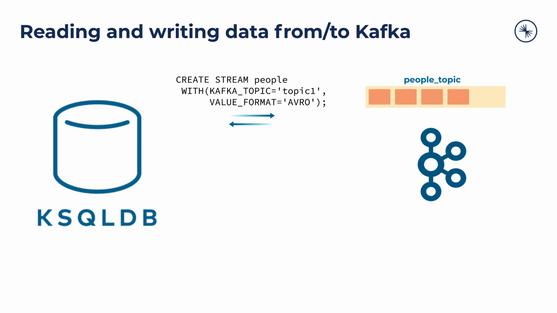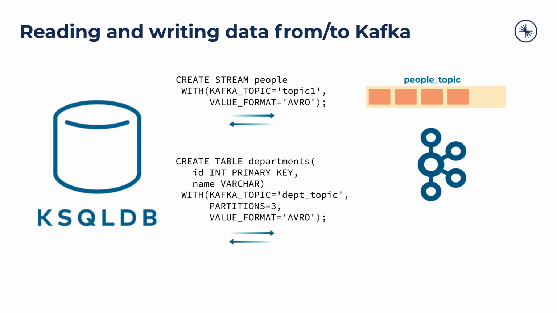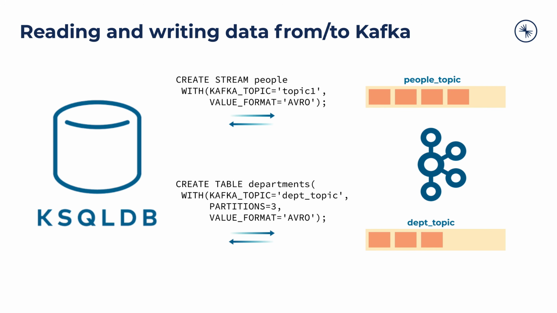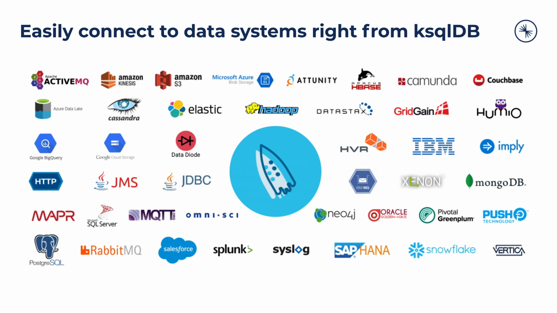Any data produced to that topic will be streamed into ksqlDB, and any data inserted into our new stream will be written to that Kafka topic automatically. But we don't have to have an existing topic. We can create a new stream or table, and ksqlDB will create the backing topic for us. Again, the two-way data flow is automatic.